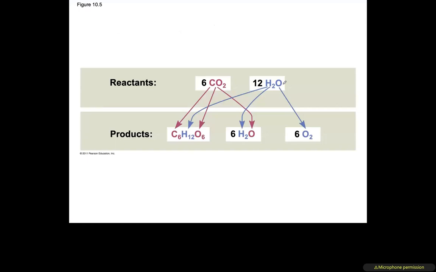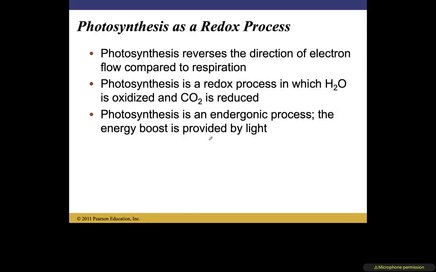This right here is to show you which of the atoms go to which of the results. So here are your reactants, and then here are your products. I kind of already went over that when I was counting them out for you. I did it with the net equation, not with the gross equation. And so photosynthesis is going to reverse the direction of the electron flow compared to respiration, cellular respiration.